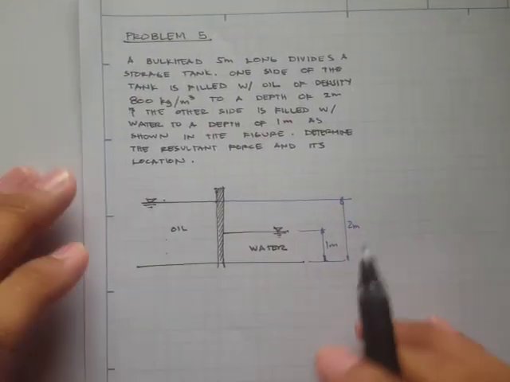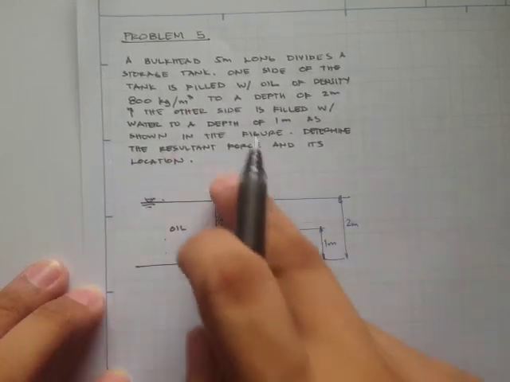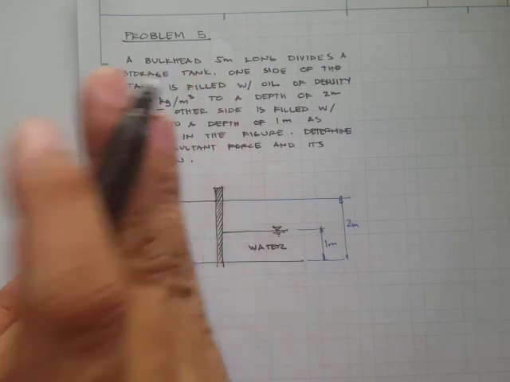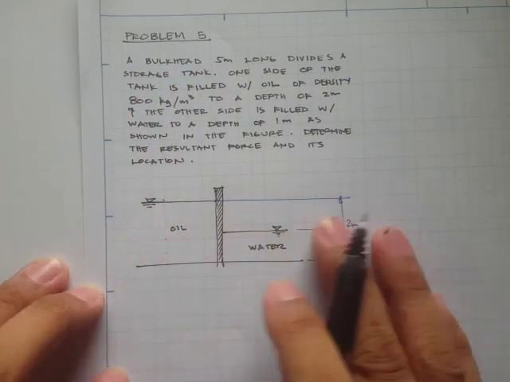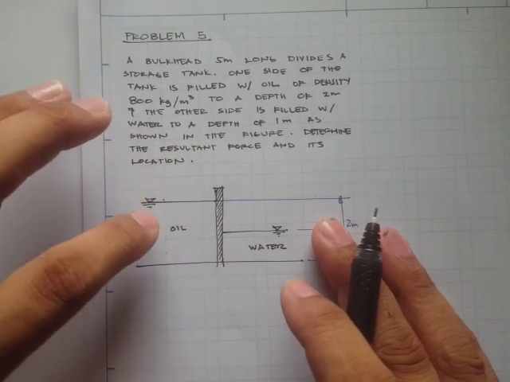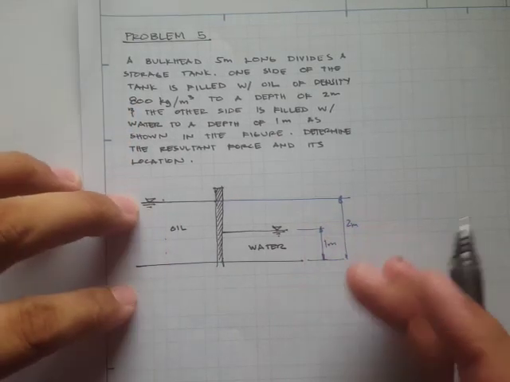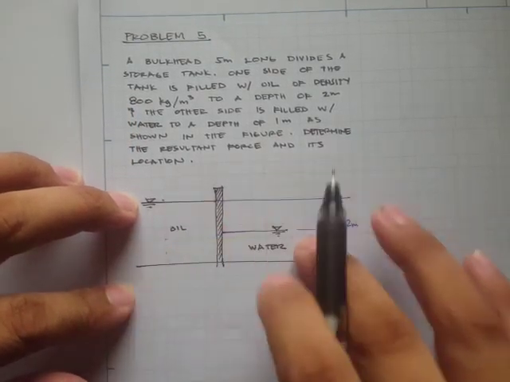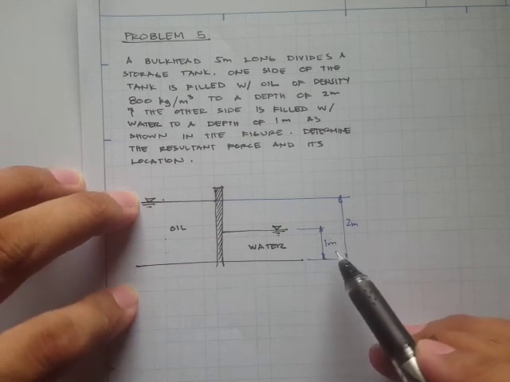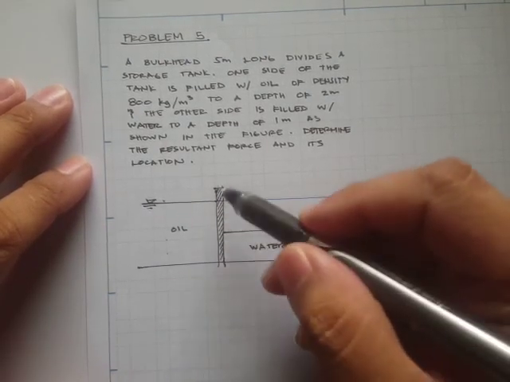Okay, so the setup is that we have a storage tank, and in that storage tank, we have a divider, or a plate that divides the two fluids, and on one side of the tank is an oil with density of 800 kg per cubic meter, and the depth is 2 meters. Then on the other side, there's water, and the depth is 1 meter. So we are asked to find the resultant force acting on this divider.